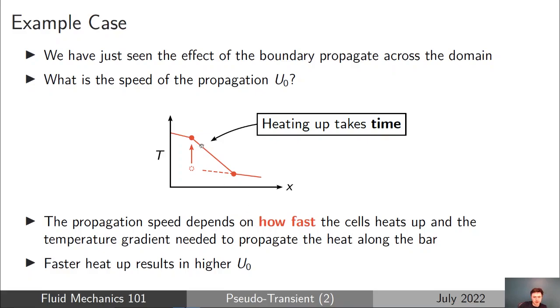And it also depends on the temperature gradient, and how much of a temperature gradient we need to transport that extra 20 watts of heat to the next cell in the mesh. So we've got two processes here that are controlling the rate at which the boundary effect propagates across the domain. We've got the speed at which the element in the bar heats up, and then we've got the temperature gradient that's needed to transport that excess heat along to the next cell in the mesh. And of course, if these processes are faster, then that's going to result in a faster propagation speed U0.